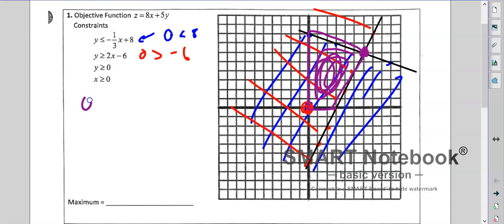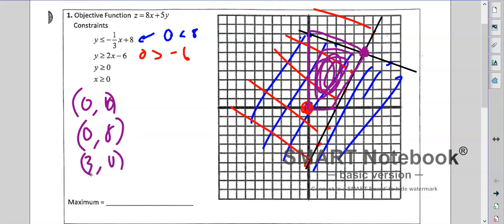My points are 0, 0, 0, 8, 3, 0, and 6, 6. I'm going to plug these into 8x plus 5y. So this is obviously 0. 0 times 8 is 0, so I'm just doing 5 times 8, which is 40.